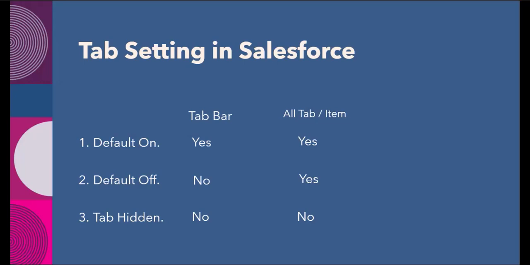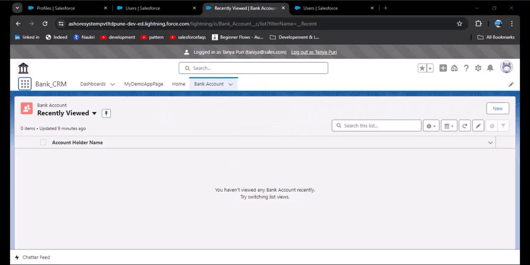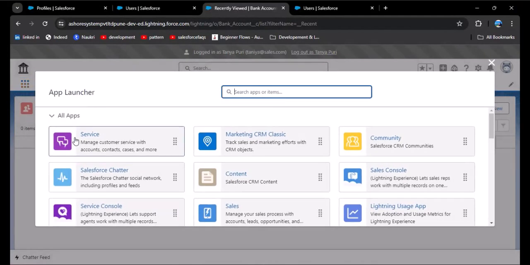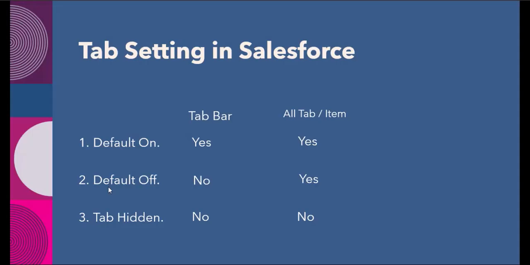In the tab setting, when we select any tab as default on, that means that tab is visible on the tab bar and in all items also. Then when we select default off, that means we cannot see that particular tab or object on the tab bar, but we can see it in the all items. And then when we select tab hidden, we cannot see it in the tab bar and in all items also.